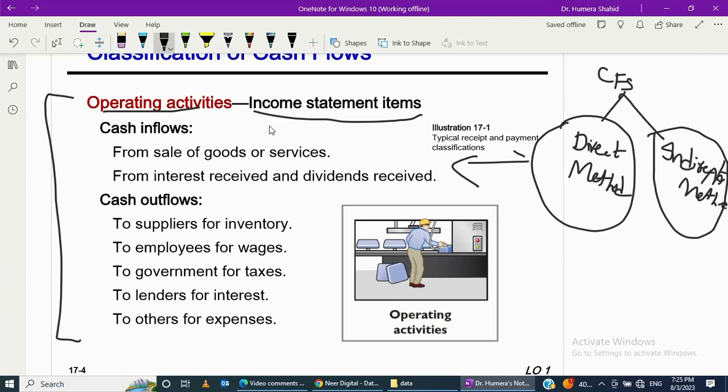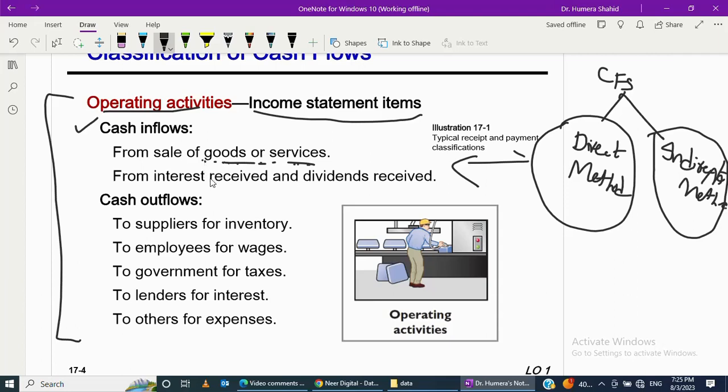Number one, you will firstly prepare the operating activity section. Under both methods, the operating activity section comes first. All the cash inflows: which activities give you money from operations? Inflows. So you do sales, you get money, right? So from the sales of goods and services, only cash-based sales you will be considering.